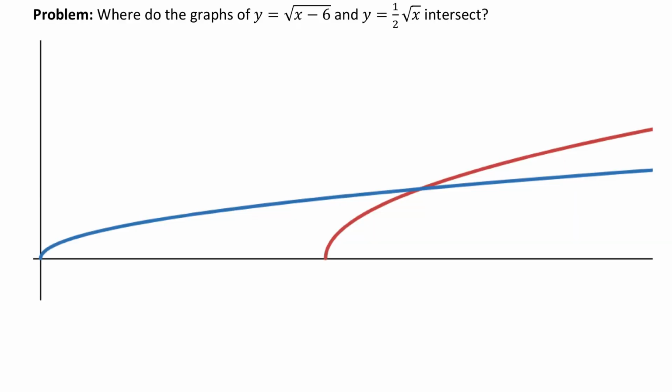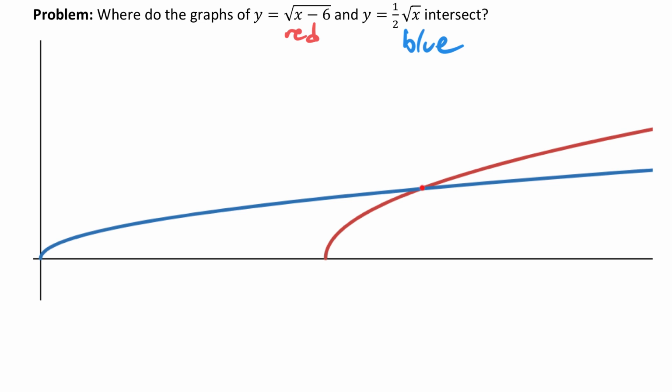Let's look at these two graphs. We have this blue graph, 1/2 root x, and we have the red graph, root x minus 6. So this one here is the red graph. Here we have the blue graph. And our question is, where do these graphs intersect?